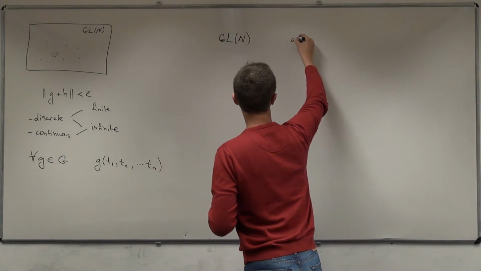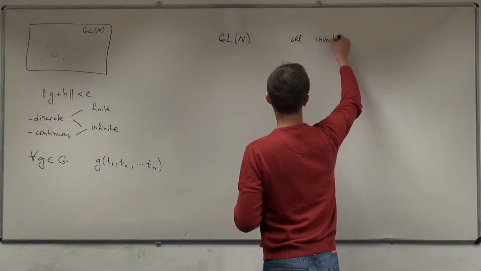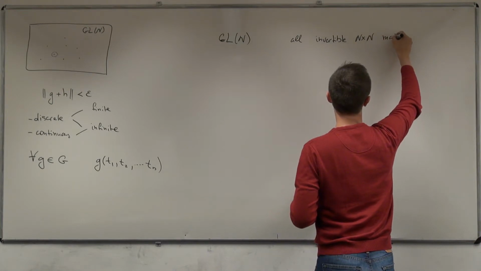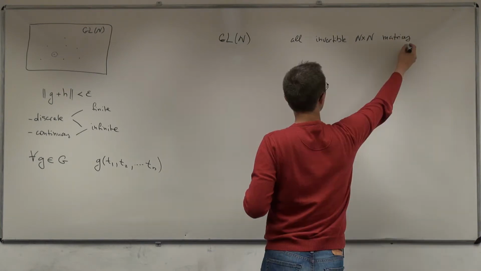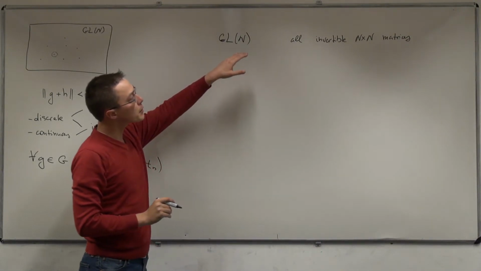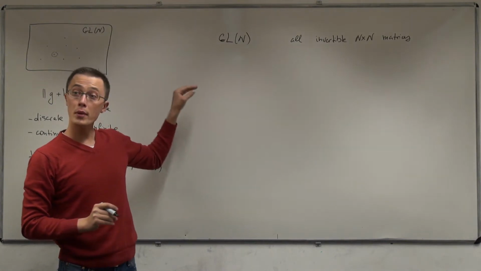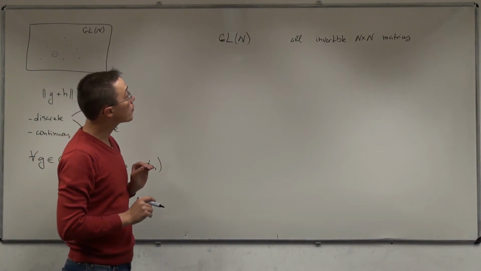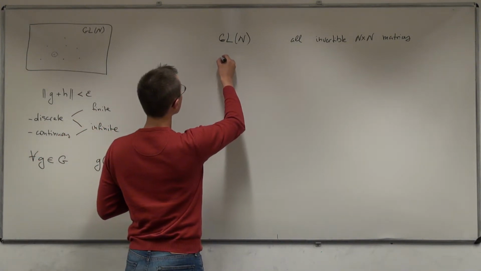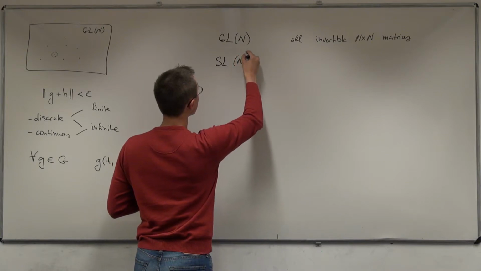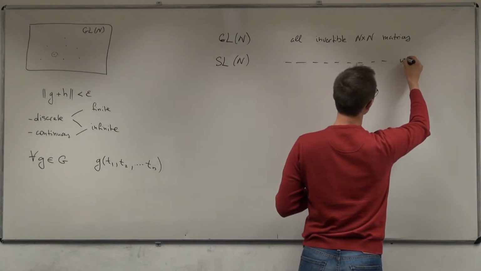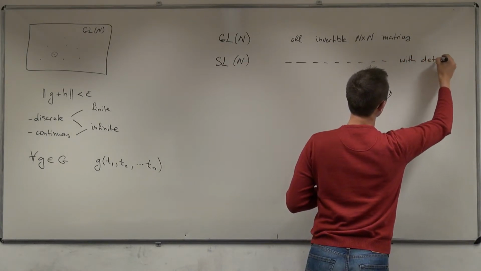GLN, so all invertible n by n matrices. We could impose a restriction on it. We could request all invertible n by n matrices with a determinant equal to 1. This is often necessary when we're dealing with rotations to eliminate the inversion contribution. In that case, it will be a special linear group, SLN. So all invertible n by n matrices with determinant equal to 1.